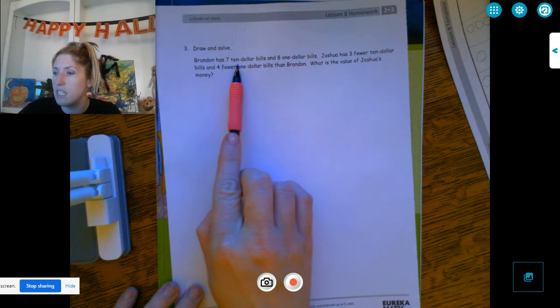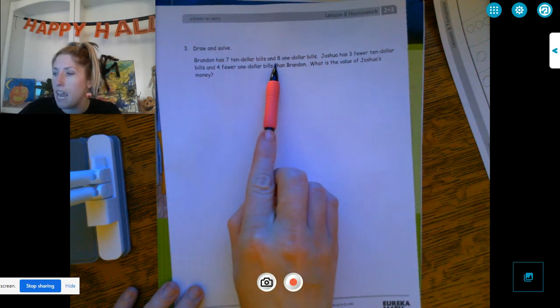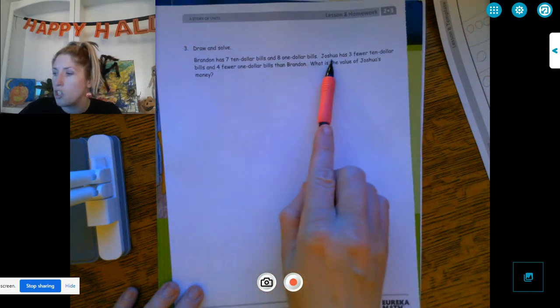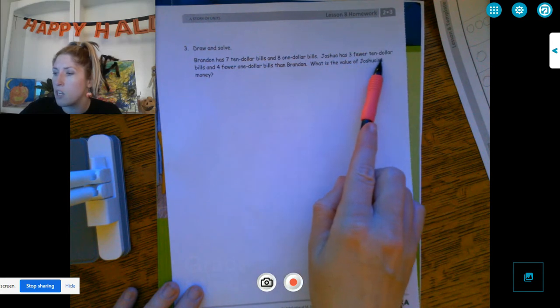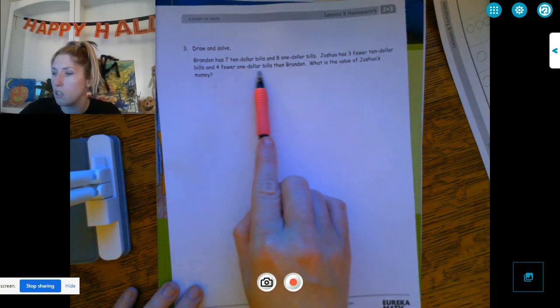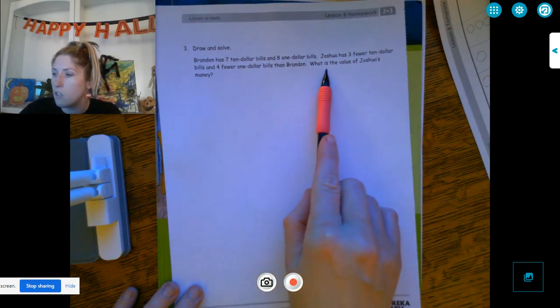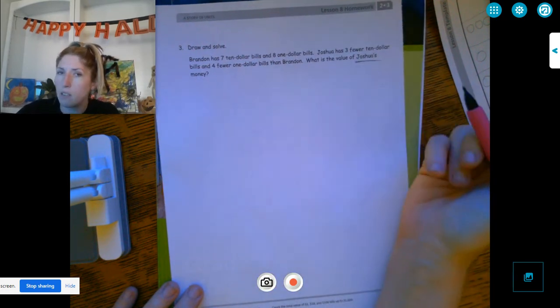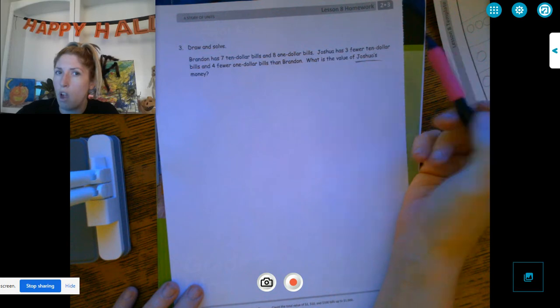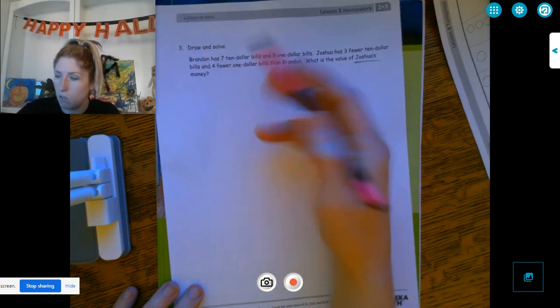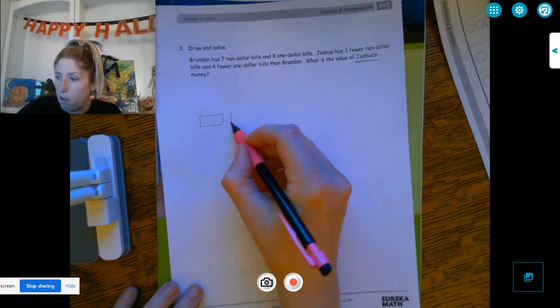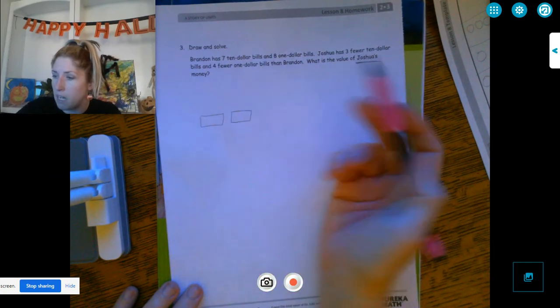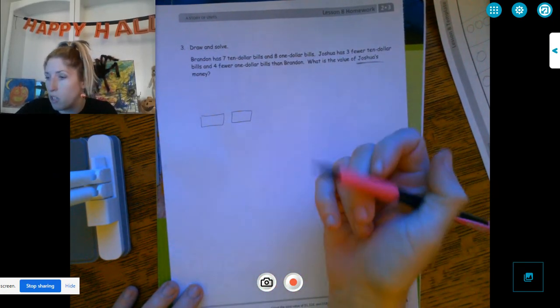Brandon has 7 $10 bills and 8 $1 bills. Joshua has 3 fewer $10 bills and 4 fewer $1 bills than Brandon. What is the value of Joshua's money? So you're trying to find Joshua's money. So what I want you to do is draw out Brandon's money. So you're going to draw yourself boxes for all of Brandon's money. I don't want to give you the answer, so I don't want to draw them all out.